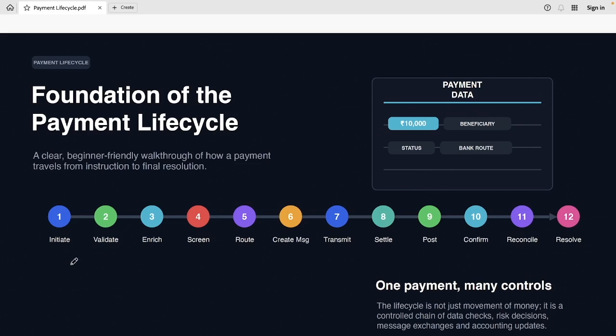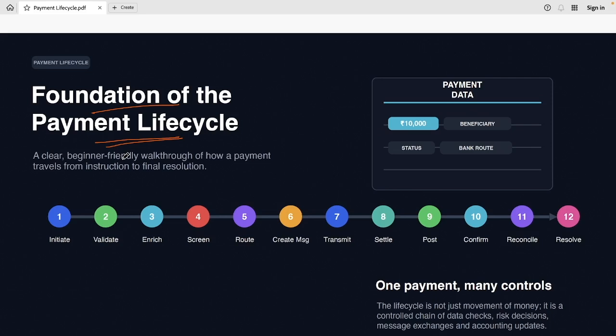In this video, we are going to understand the complete foundation of the topic on payment lifecycle. So when we make a payment, it looks very simple. We enter the beneficiary details, we type the amount, click the pay button, and after a few seconds, we receive a message saying the payment was successful. But behind that simple action, several systems, banks, payment networks, and control functions are involved.